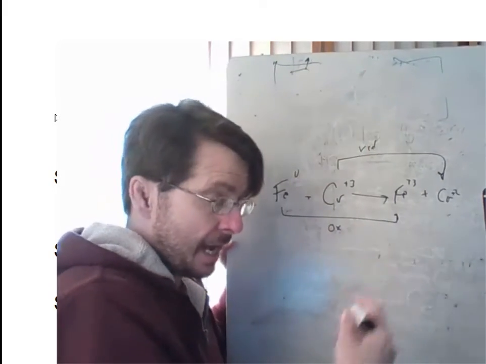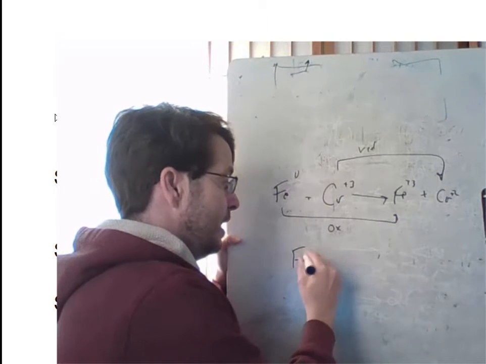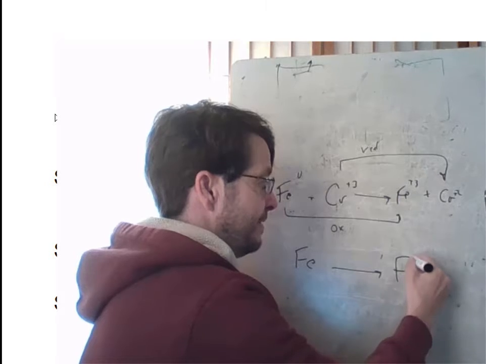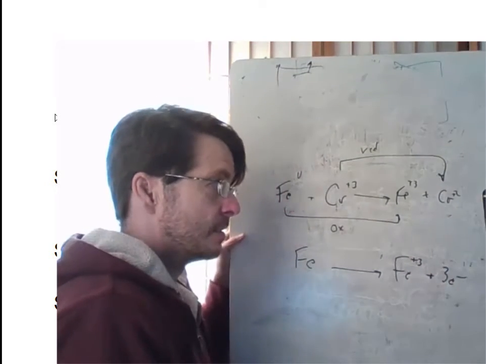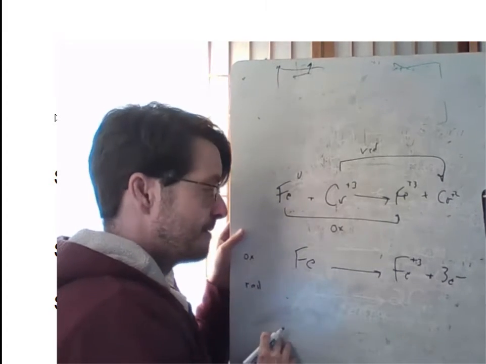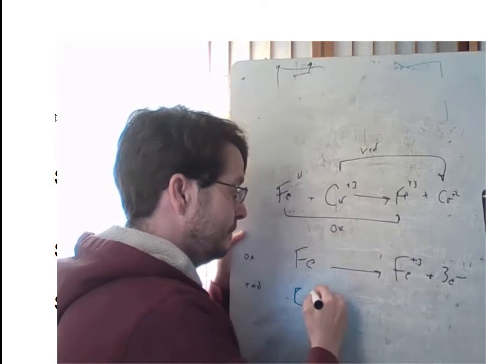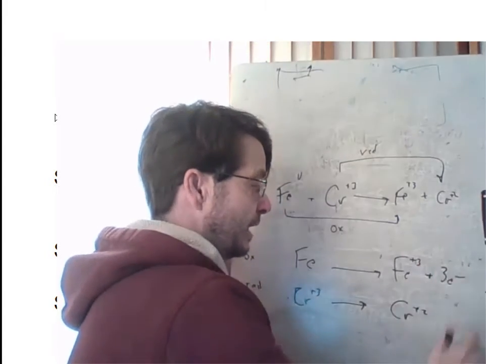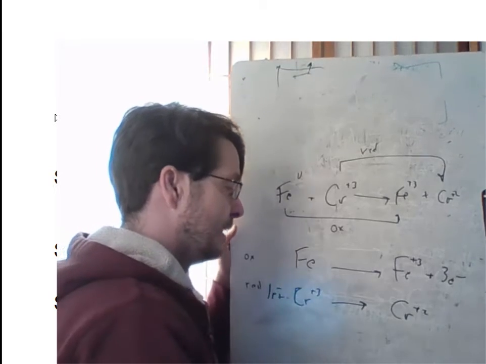And we can write these out as half reactions, where we have iron going to Fe plus 3. That would result in a change of 3 electrons. And so that's our oxidation. And then we can talk about our reduction. We can see that the chromium goes to chromium plus 2. That is a 1 electron change. And so therefore it's 1 electron.